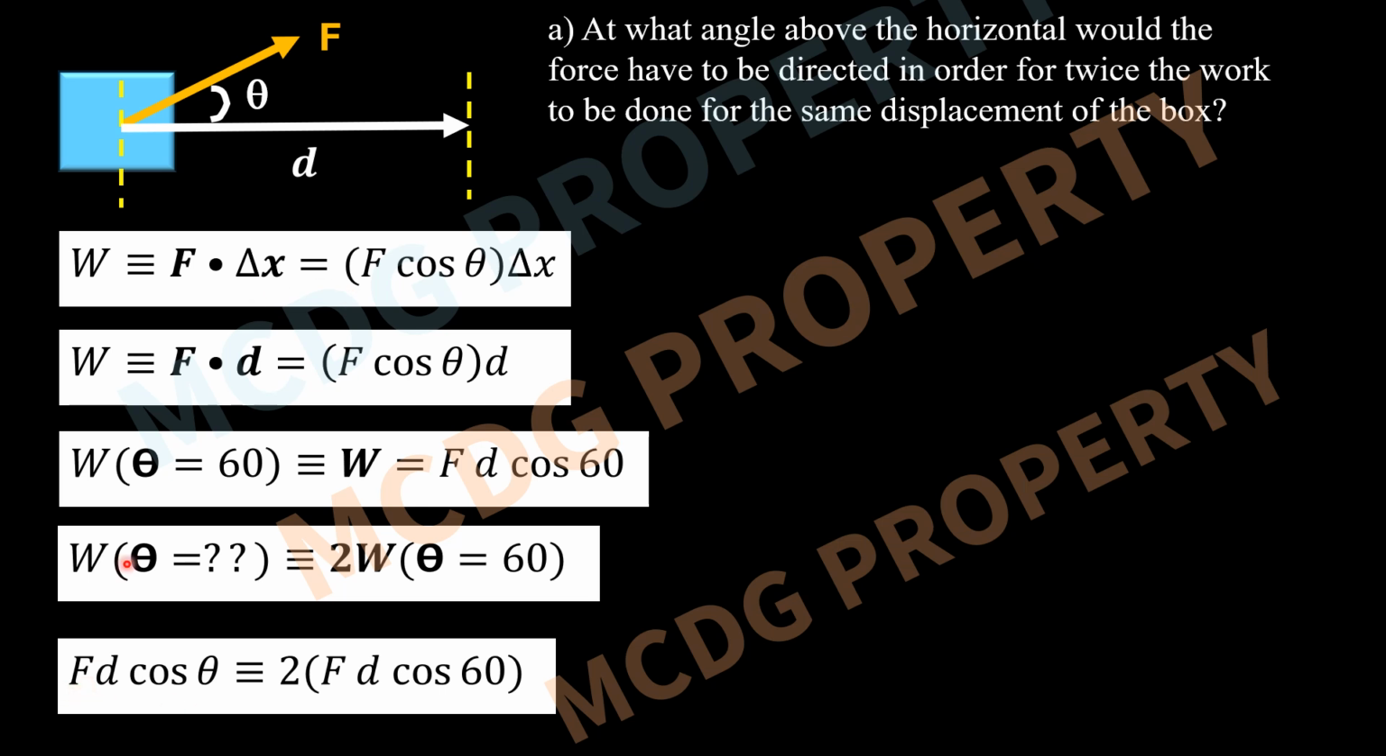So we have here the work done when theta is equal to 60 degrees is F d cosine 60. And the work done for an unknown theta, for the same F, the same d, but different theta, is F d cosine theta. Again, the condition is the work done at this angle theta will be twice the work done when theta is equal to 60 degrees. Hence, our working equation is F d cosine theta is equal to twice that of F d cosine 60 degrees.